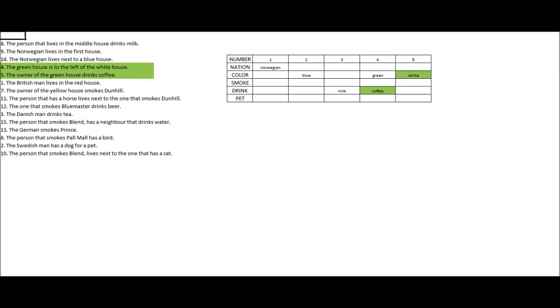And now we can fill in 2 more facts. The greenhouse is to the left of the White House, so that means the White House is in slot 5, and the coffee goes with slot 4 in the greenhouse.